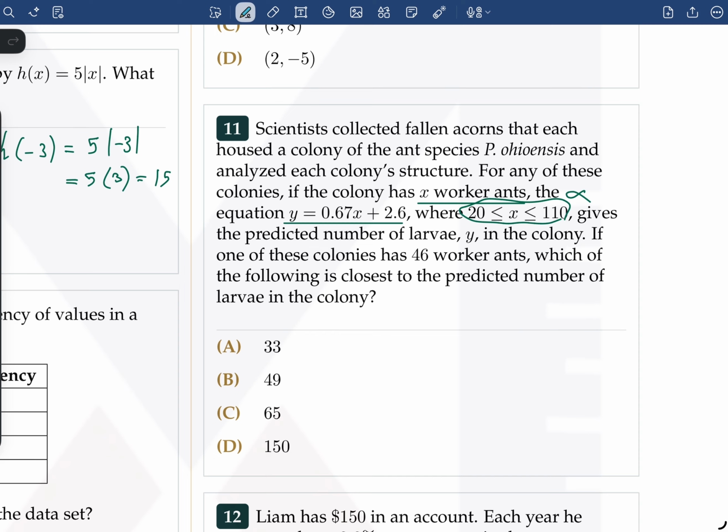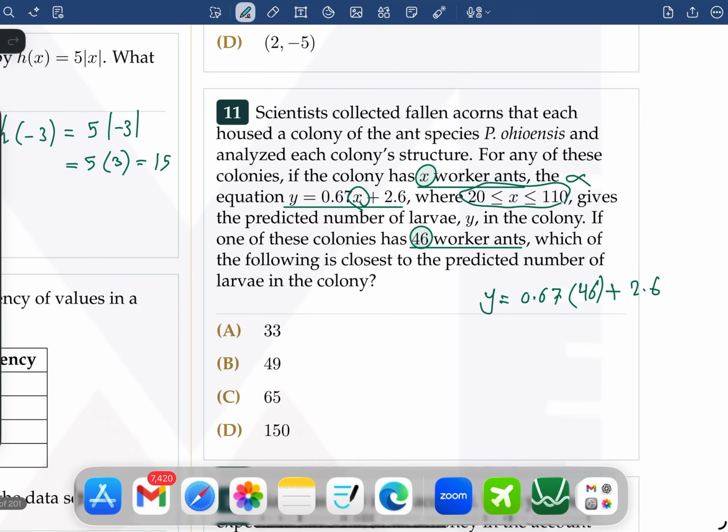It gives the predicted number of larvae y in the colony. If one of these colonies has 46 worker ants, which replaces x here, x worker ants, and now we have 46 worker ants, which means just substitute. Which of the following is closest to the predicted number of larvae in the colony? So just to get the predicted number, we replace x by 46. So y is equal to 0.67 multiplied by 46 instead of this x here, and then plus 2.6, and we get an answer that's very close to this calculation.